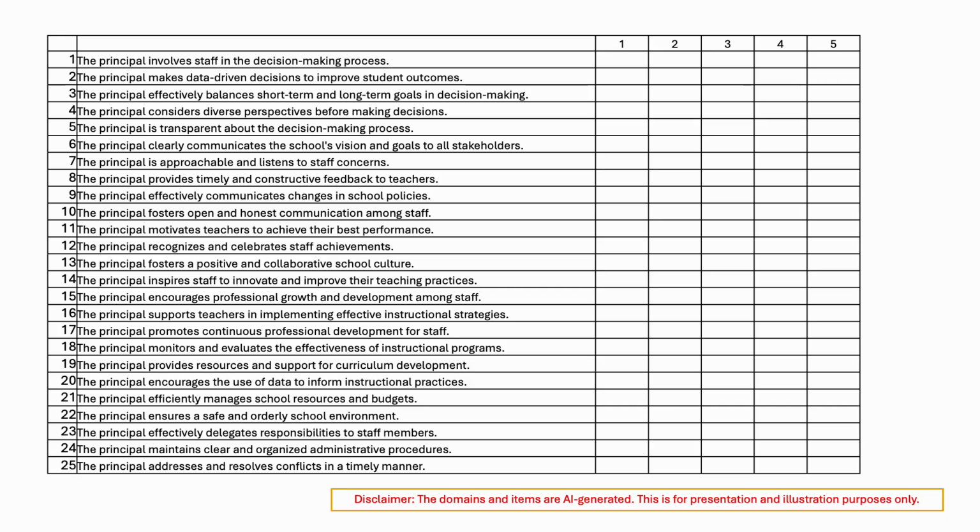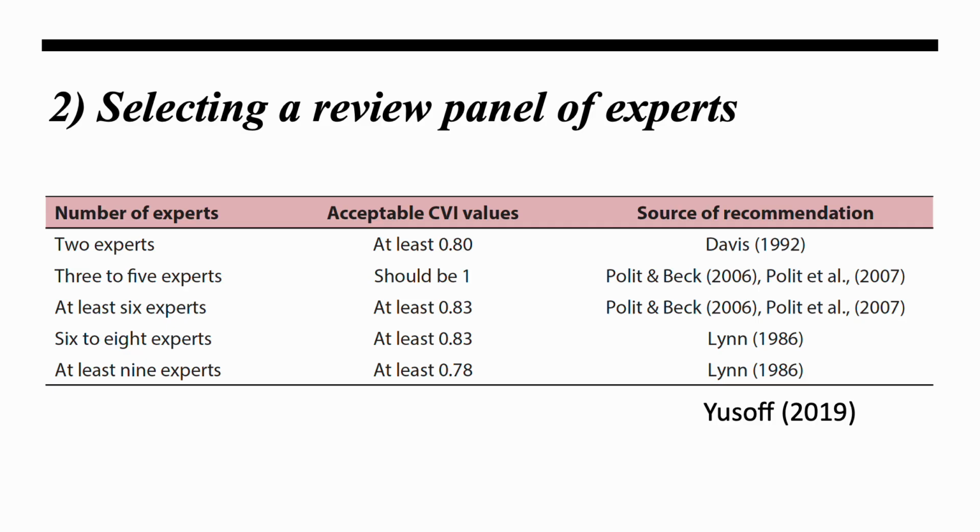The process of selecting reviewers for instrument evaluation prioritizes subject matter expertise relevant to the study's focus. Although content validation can technically proceed with only 2 experts, methodological guidelines strongly recommend engaging between 6 to 10 qualified specialists. This range, 6 to 10 experts, represents the optimal balance between comprehensive feedback and practical feasibility, as supported by both research evidence and established validation practices. Yusuf, 2019.